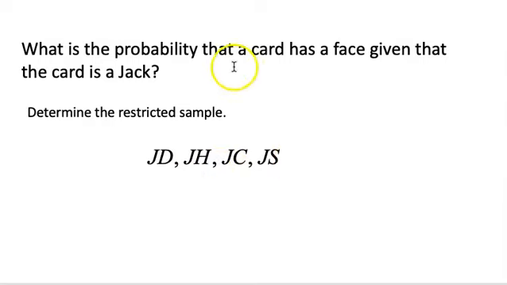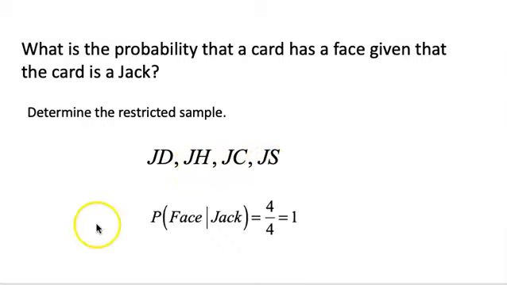Of those 4, how many of them have a face? Well, Jack of diamonds has a face, Jack of hearts has a face, Jack of clubs has a face, Jack of spades has a face. All 4 of them have faces, so it's 4 out of 4. Probability of a face card, given that you're a jack, is 4 out of 4, 1 or 100%. Because the set of jacks is a subset, a subcollection of the face cards. All jacks have faces, 100% here.